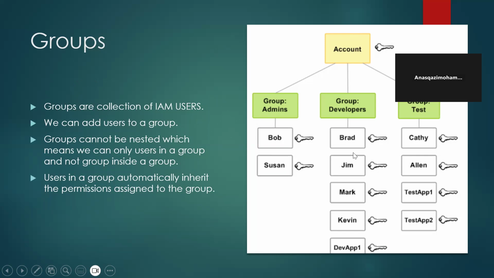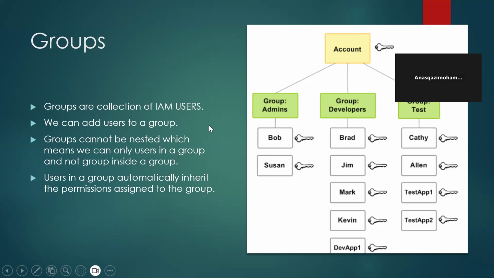So a person in the group would have their own individual permissions, like Brad would have his own individual permissions given to him while creating the user, and he would also inherit the permissions of a group as well. And this is about the groups.